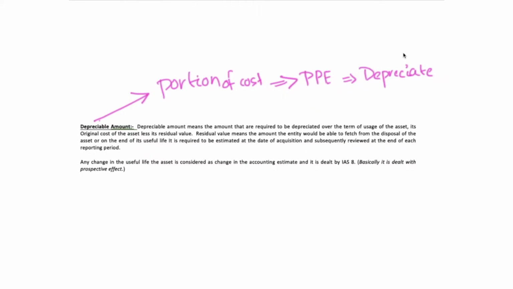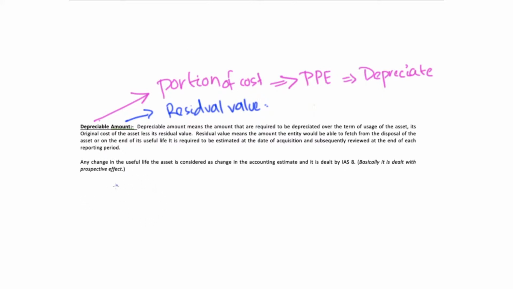Now let's discuss the depreciable amount. What do we mean by depreciable amount? The depreciable amount is that portion of the cost of the asset, or cost of the PP&E, that we are going to depreciate. Now, what's the difference between the cost of the asset and the depreciable amount? The amount of a residual value. The residual value impacts the depreciable amount.